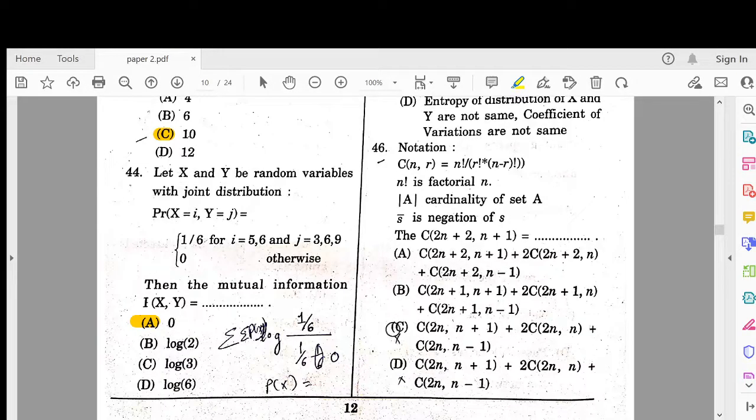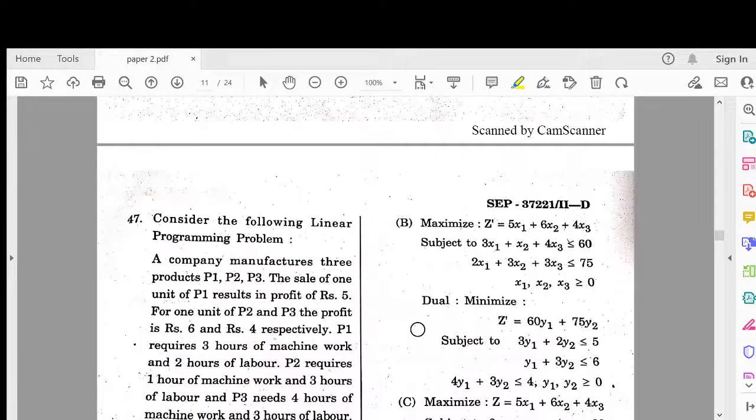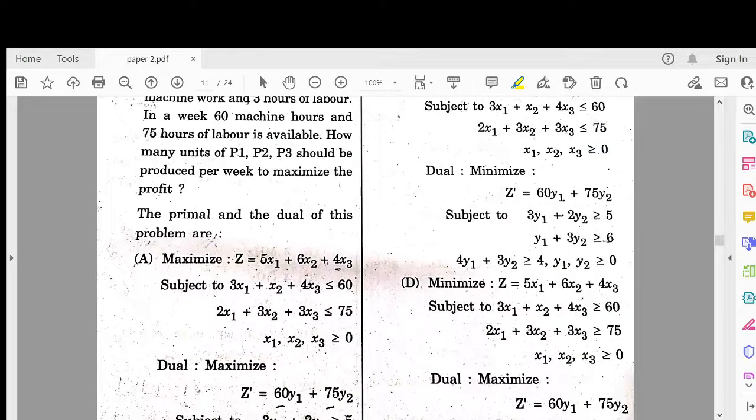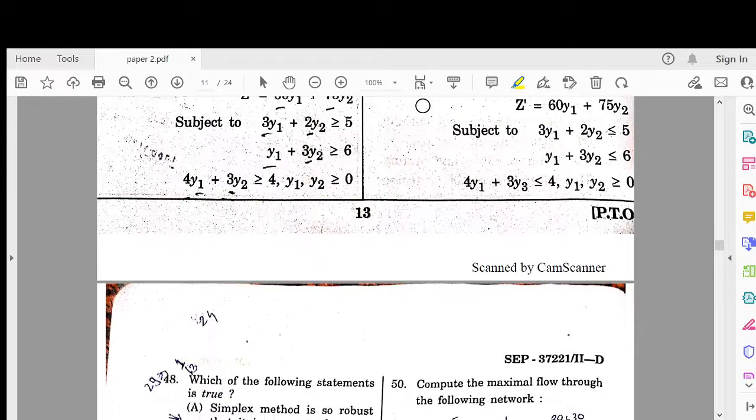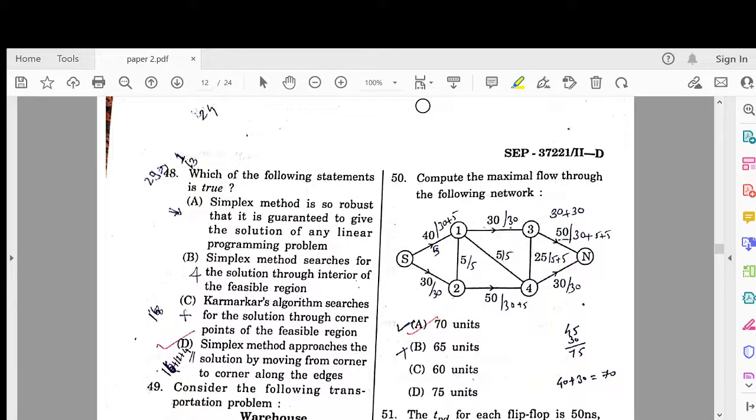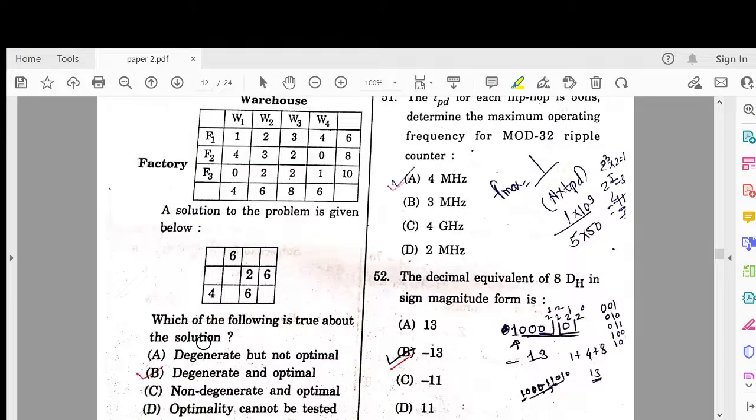Question number 46, again option C. Question number 47, option C is the correct answer. The C is the correct answer for 47. Next question number 48. Option D, simplex method approaches the solution. Question number 49. Option B, degenerate and optimal.